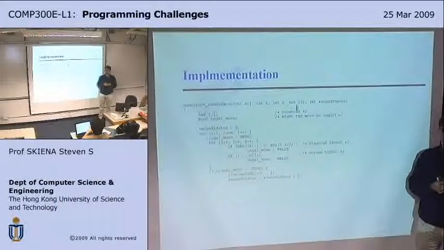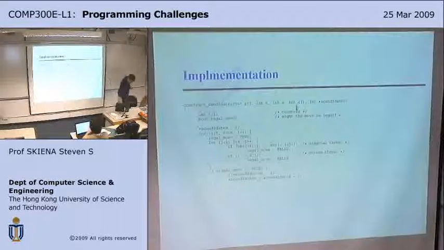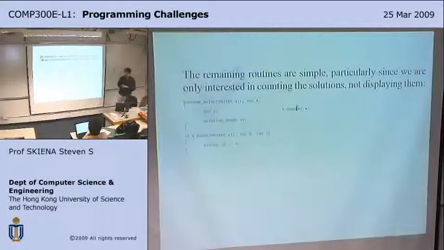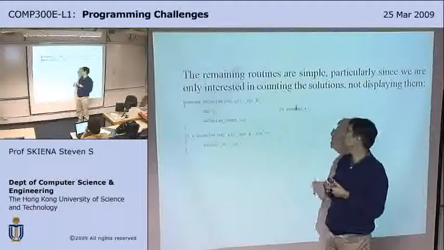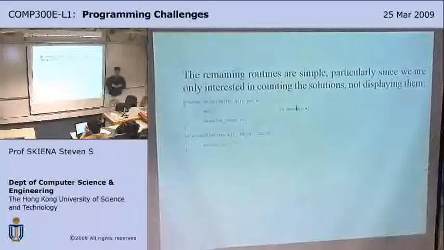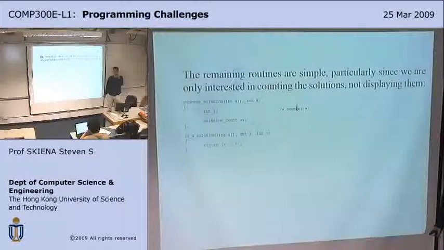Any questions? There's different ways you can do that bookkeeping, but that's that. Process solution, just add 1 to the count. Is it a solution? Is everything filled up? That's the 8 queens problem. Any questions about how I did that? Okay, using the Skiena backtracking method.